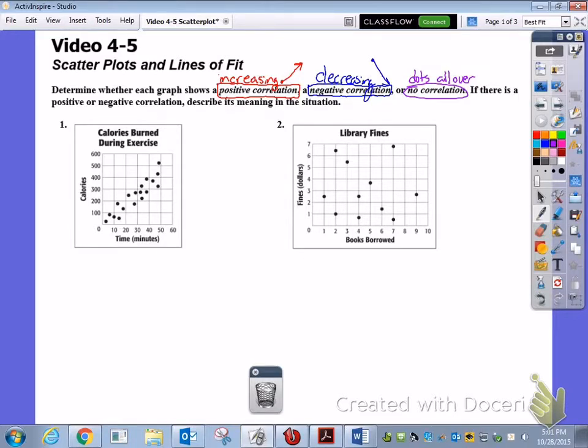Okay? So look at number 1. Now, number 1, I have some dots that, notice, they start here at the bottom, and generally they move this direction. So they started low and they went high. So this would be a positive correlation. Okay, so this one is positive. And another word that you will see is increasing. I want you to get both of those together, positive and increasing.